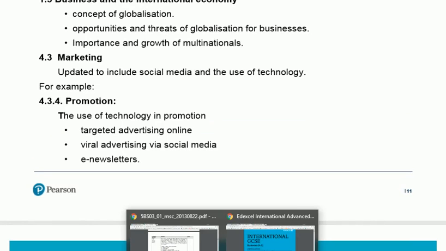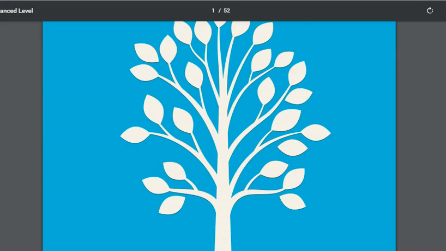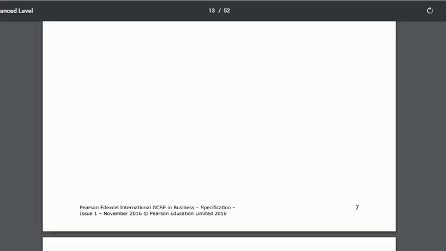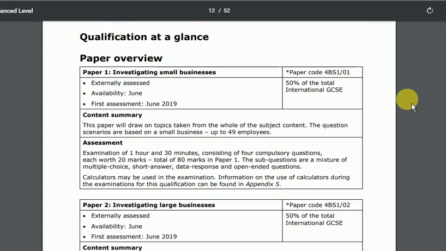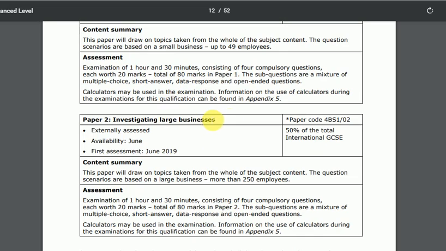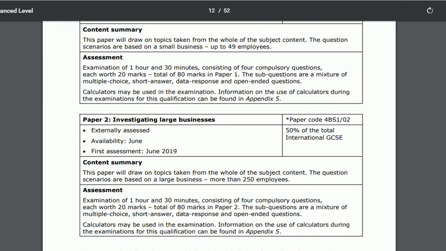So let's have a look at the specification itself. If I scroll down to the exam structure, so the new code is here. As I mentioned, there's your exam structure, 80 marks. This is paper 1, the smaller business, and then you'll also sit a second paper looking at a larger business. And there's your code. Now let's look at the actual sample paper.